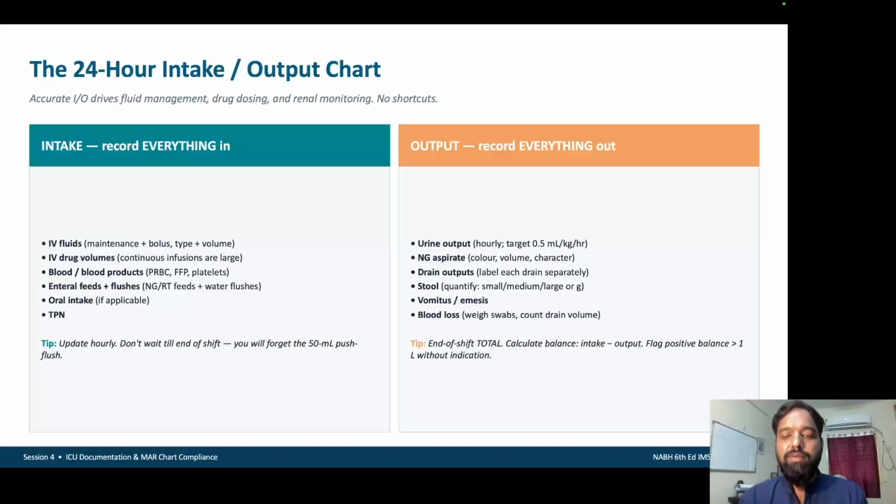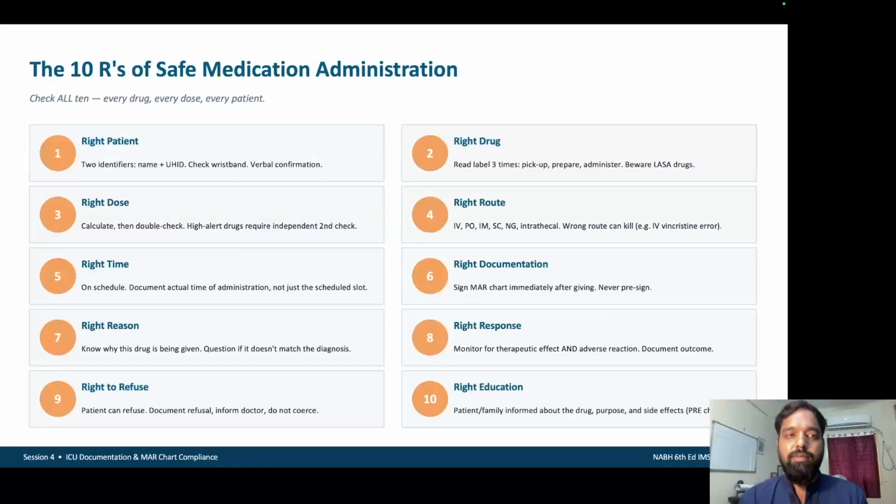So end of shift total will be made on both intake and output chart, and the current balance includes total intake minus total output. If the intake is more than output, it is positive balance. Flag if the positive balance is more than 1 liter without any indication.